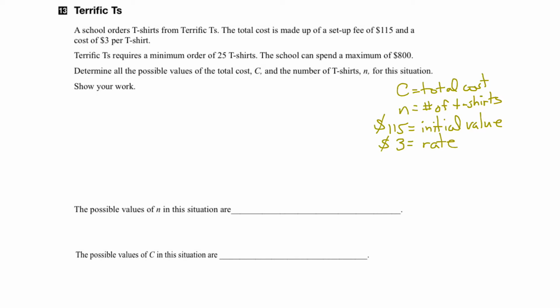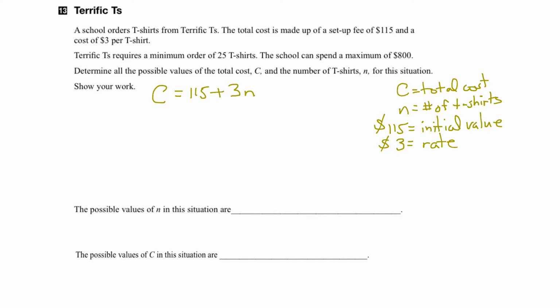So what we might want to do is use this information to come up with an equation that represents the situation. Well, if we think about it, our total cost C is going to equal our initial value, $115, plus the cost per t-shirt. So this would be $3 times the number of t-shirts ordered. Another way to say this is that the dependent variable is equal to the initial value plus rate times the independent variable.